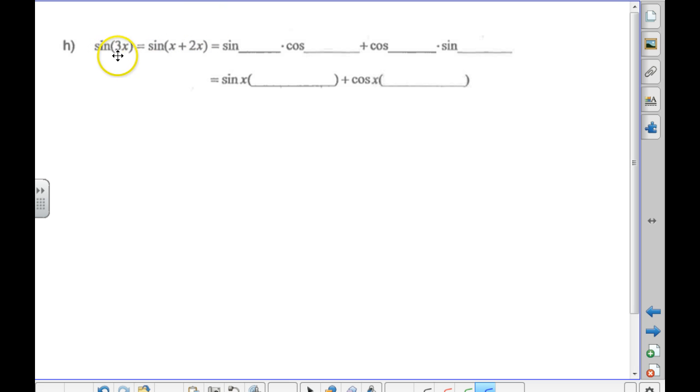If you take sine 3x, you can split it apart as x plus 2x. That seems pretty straightforward, right? Then if we did that, what is the sum formula for sine of A plus B? Sine A cosine B plus cosine A sine B, right. So that's what we're going to do, only instead of all of our A's, we're going to write x's, and instead of our B's, we're going to write 2x's.